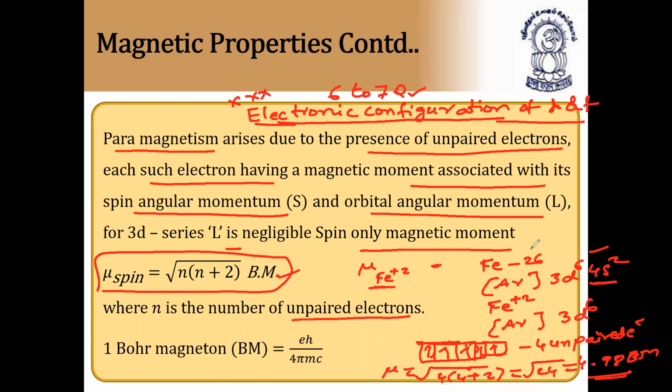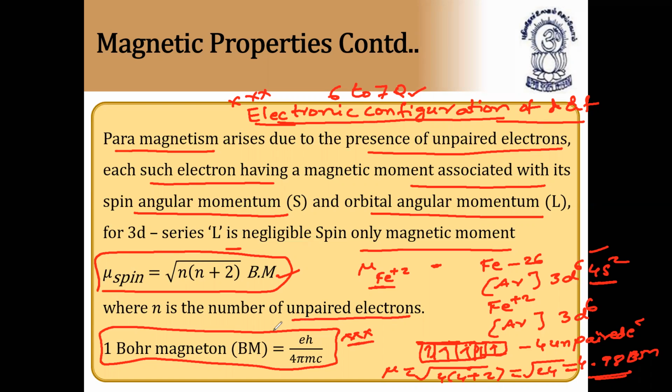However, these problems we have done in atomic structure in 11th class. If you don't remember, you can still do it here. Root of n into n plus 2, that is 4.98 Bohr magneton, where n is the number of unpaired electrons. One Bohr magneton is equal to eh by 4 pi mc. How did we get this Bohr magneton? It is charge of electron into Planck's constant by 4 pi into mass of electron into velocity of light, that is c. So eh by 4 pi mc. Even this formula they can ask in the examination.